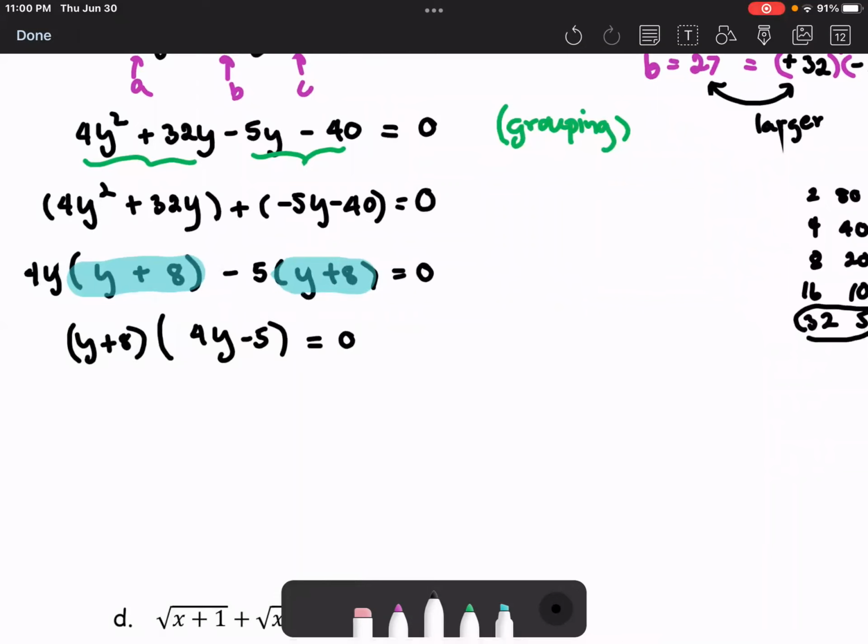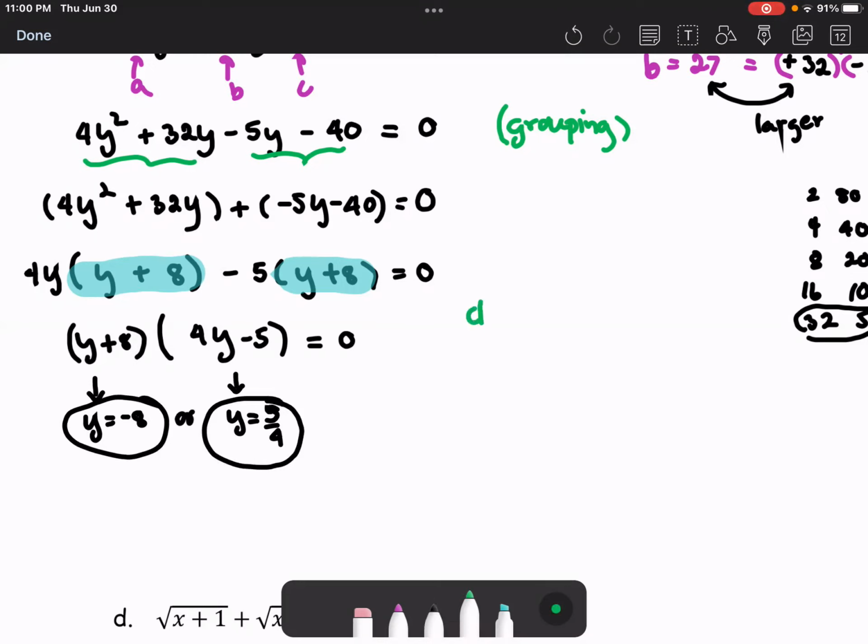Use the zero factor property. We get the 2 solutions. The first one, y equals negative 8. The second one, y equals 5 over 4. So from the 2 answers, we are going to check the solutions. So check.